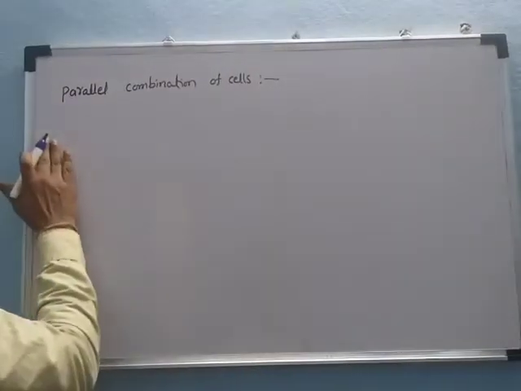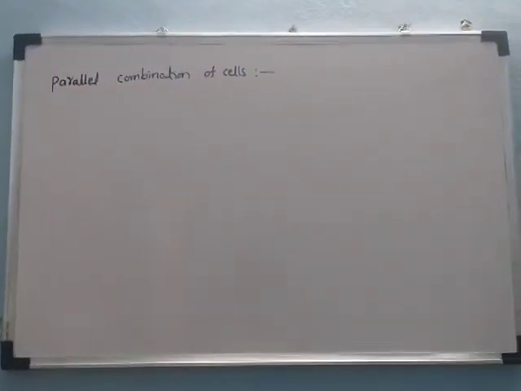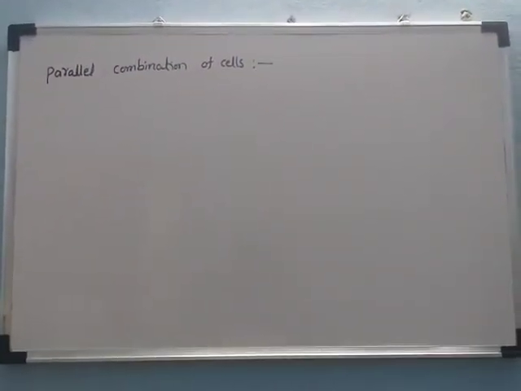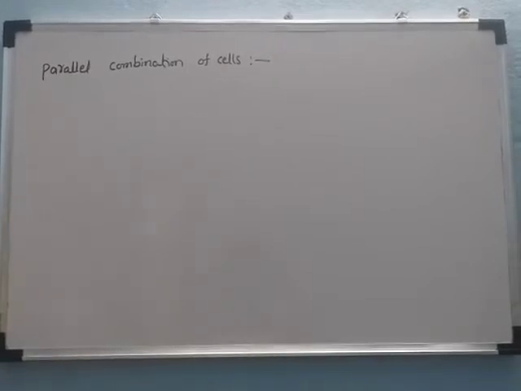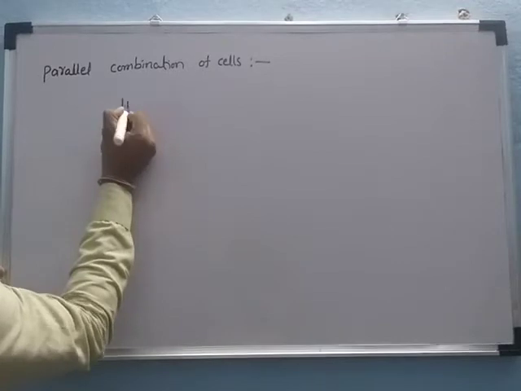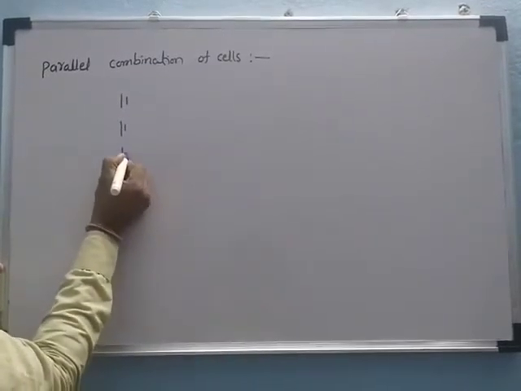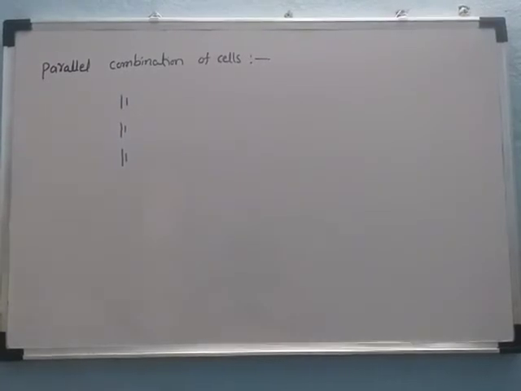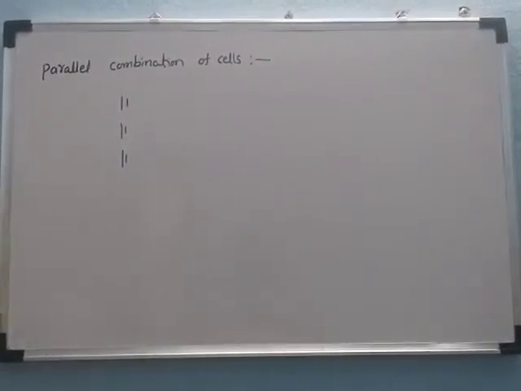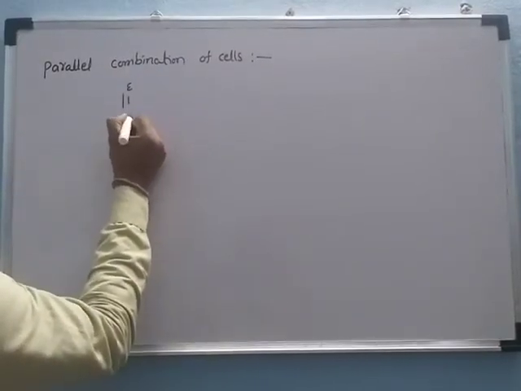Next, the topic we are discussing is the parallel combination of cells. Before, we saw the series combination; now we discuss the parallel combination of cells. Let us consider n identical cells connected in parallel, where each has EMF E.